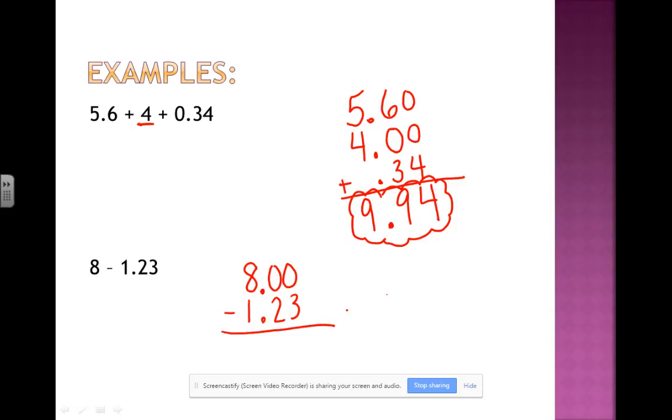Now with subtraction, we're just going to subtract like normal. We're going to go and regroup. And subtract like normal. 9 minus 2 gives me 7. Bring down my decimal, and 7 minus 1 is 6. So with adding and subtracting, we must line up our decimals. Line them up. Line those decimals up.